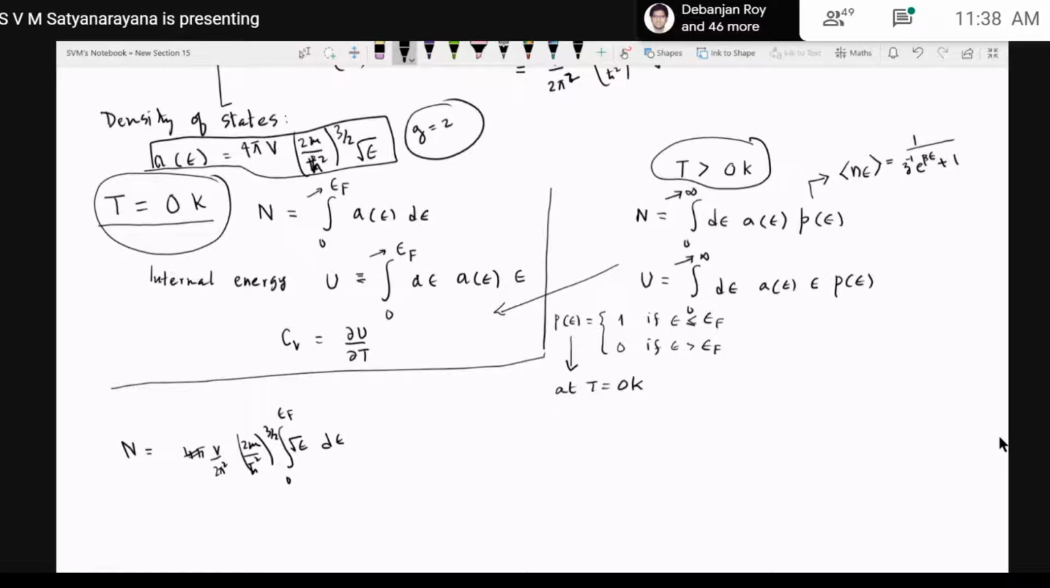So that is given by V by 2 pi square and 2m by h bar square to the power 3 by 2 into epsilon_F to the power 3 by 2, times 2 by 3.